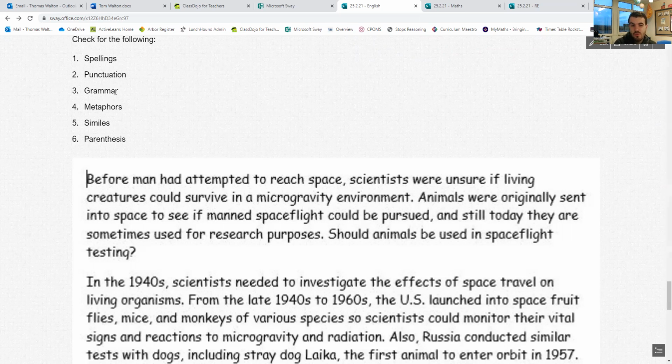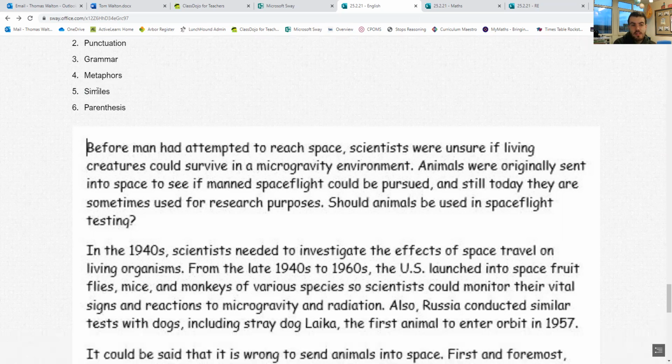Making sure you haven't put plurals in where they don't need to be. Making sure that you've got the right capital letters where they need to be for named things and nouns, proper nouns. Can you try and add in a metaphor and a simile? A metaphor being calling something what it isn't, and a simile where you use like or as to describe something, and a bit of parenthesis.